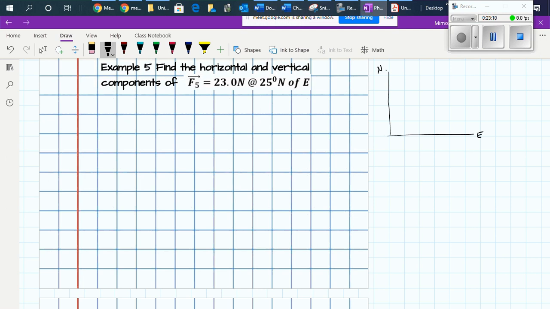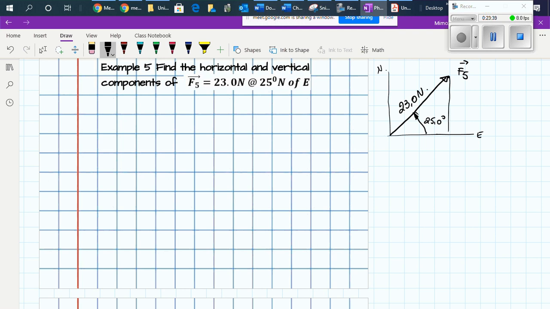And we are starting from east, going north at 25 degrees. So this is 25 degrees. And the magnitude of this vector, this is F5, is 23 newtons. So from the tip of the vector, we create the right angle triangle that includes the given angle.